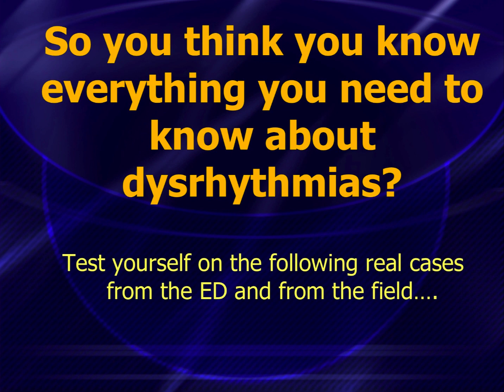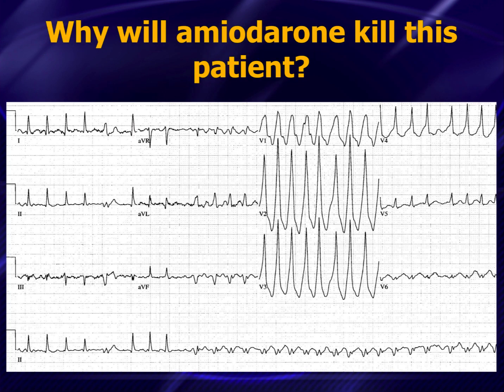What about the dysrhythmias? Well, here's a few to test yourself on with regards to the dysrhythmias part of the course. Here's a patient with an irregular wide complex tachycardia. And this patient might be borderline stable. We've all been taught that amiodarone works for everything. It doesn't work for this. If you give amiodarone to this patient, they are likely to die. We'll talk about what it is on this 12-lead ECG that says, don't give me amiodarone.